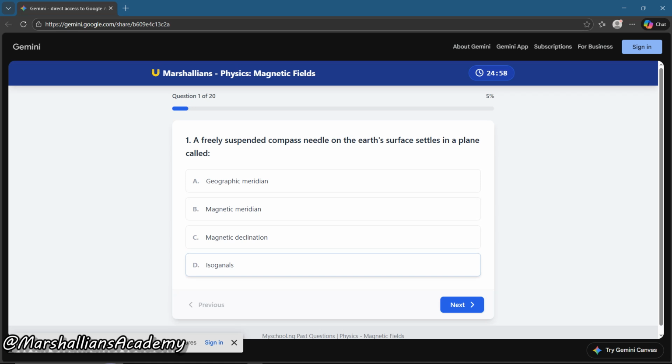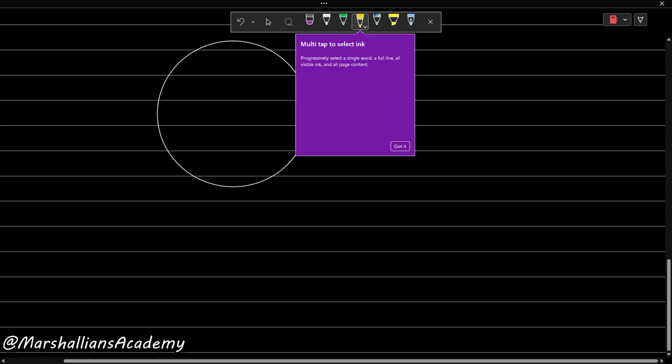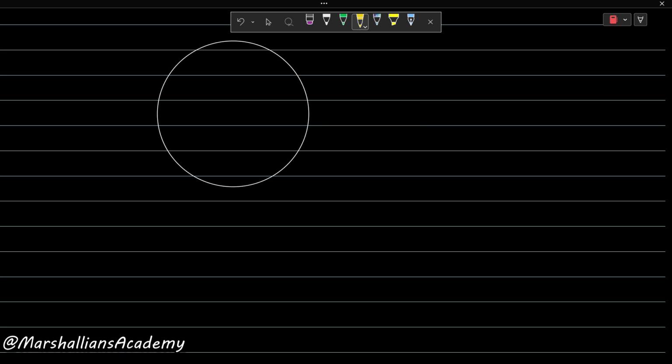The first question: a freely suspended compass needle on the Earth's surface settles in a plane called what? Let me explain this. I believe it's not news to any of us that the Earth has a magnetic field, right? Now, something about the Earth's magnetic field is that it is not coincident with the Greenwich meridian.